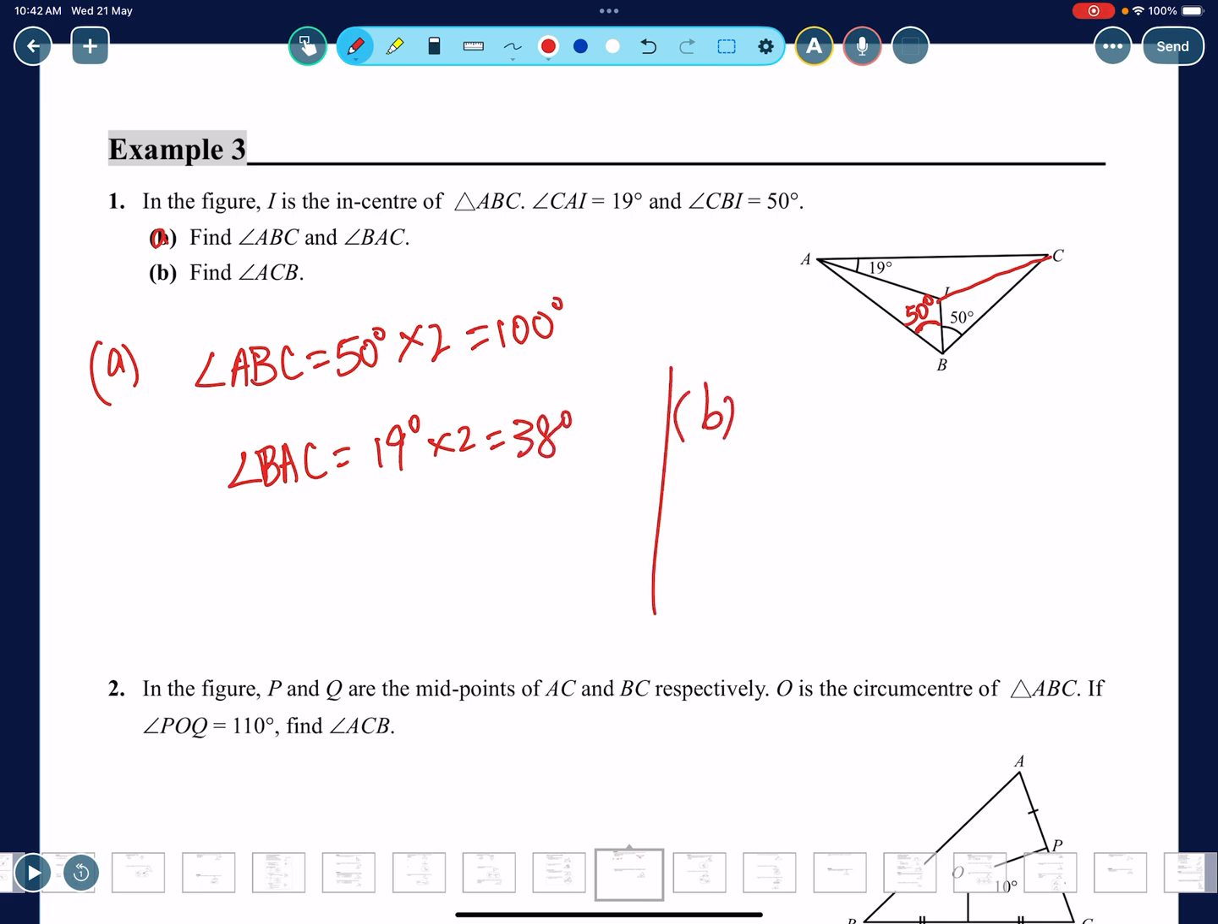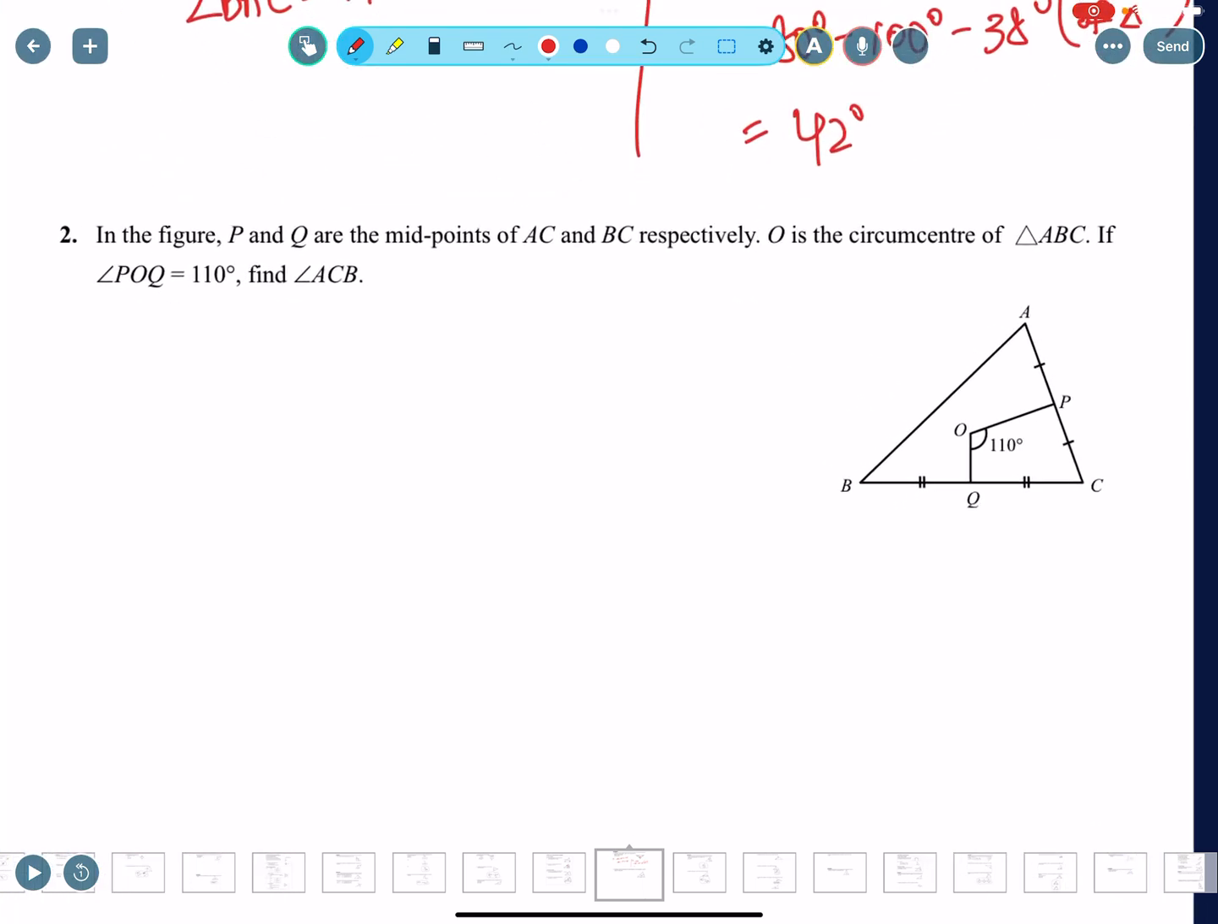Next question. B, ACB. Oh, just do angles on a triangle. So angle ACB, 180 minus 100 minus 38. Angle sum of triangle. No, I have no calculator. 80 minus 38, 42 degrees.